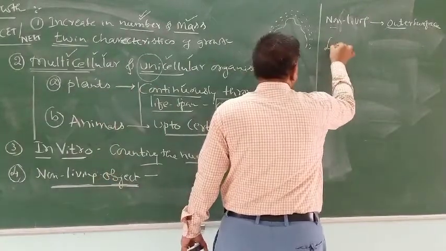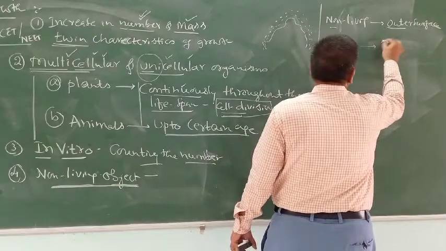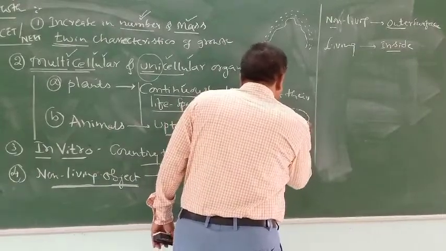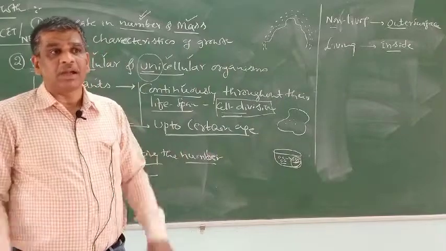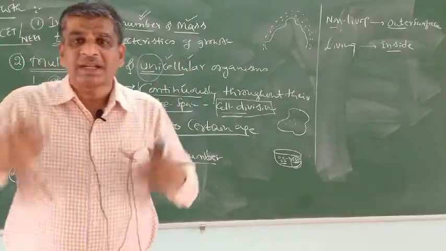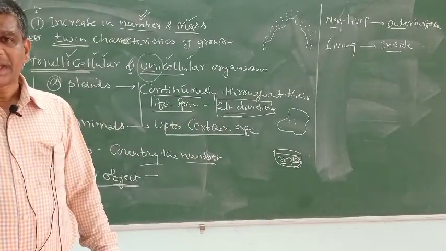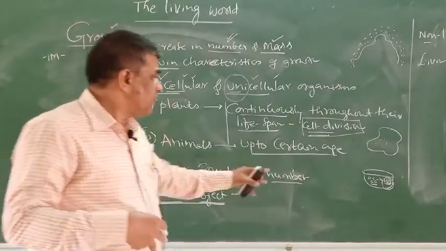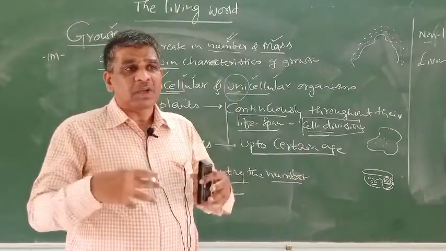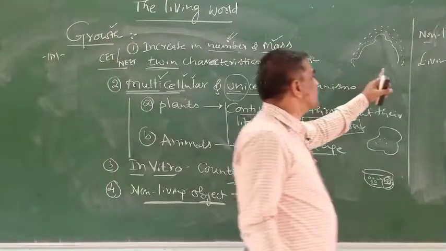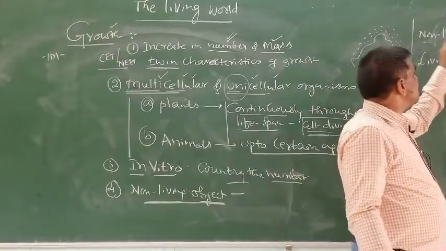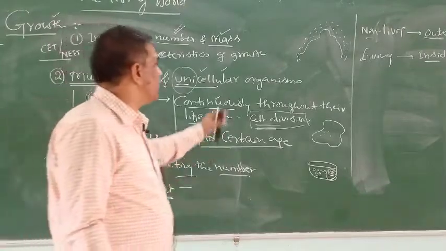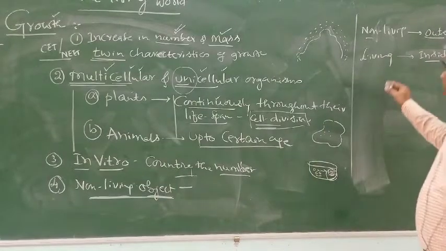And in living organisms, growth occurs from inside. If there is a living organism, changes take place inside the body, not from outside. We can understand this as we are animals. No changes take place on the outer surface of our body. Whatever changes take place, they take place from inside, within our body only. So growth occurs from inside the body in all living organisms, and in non-living things, for their growth, some materials or substances get accumulated on their outer surface.